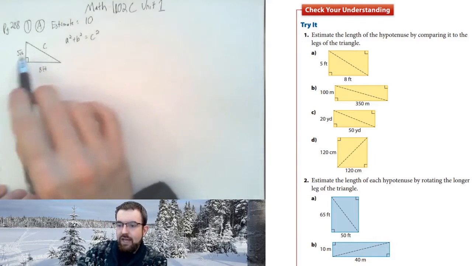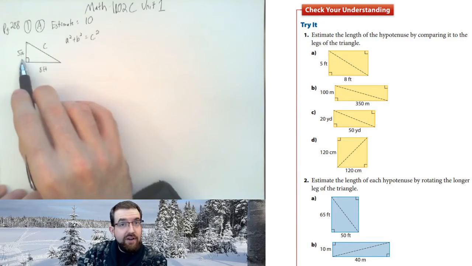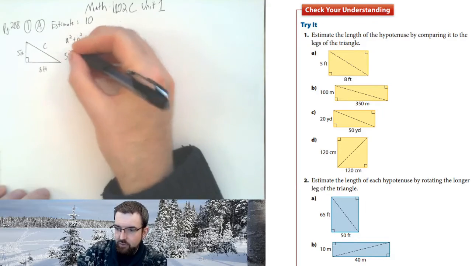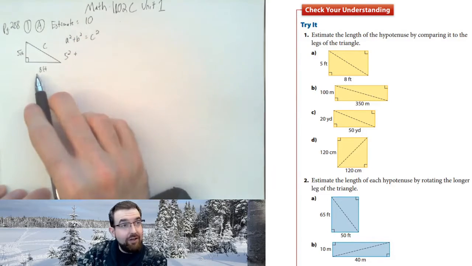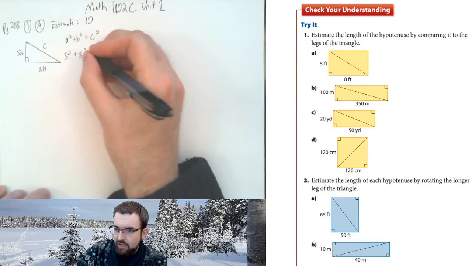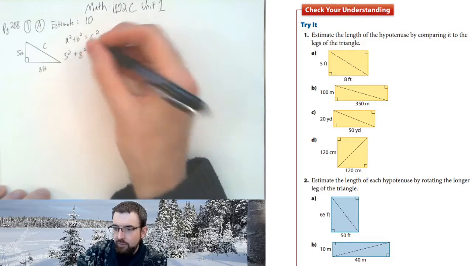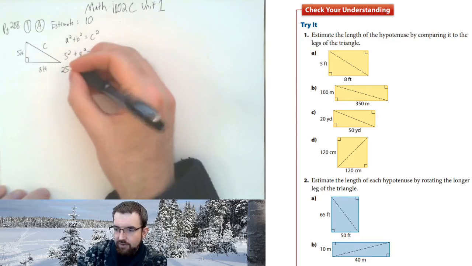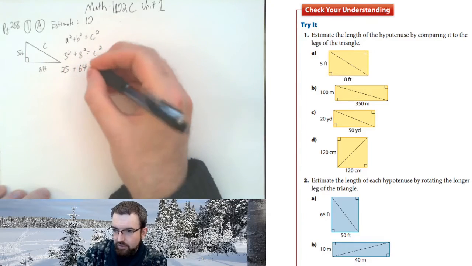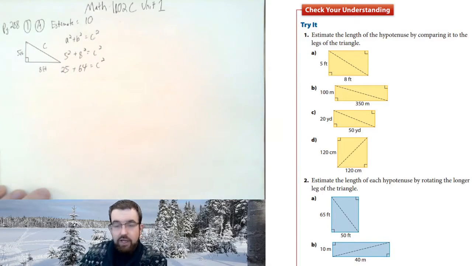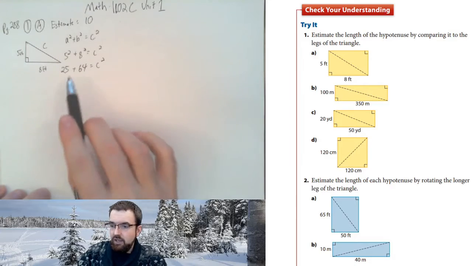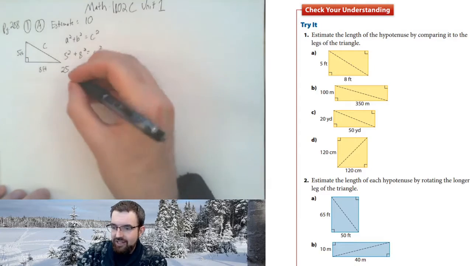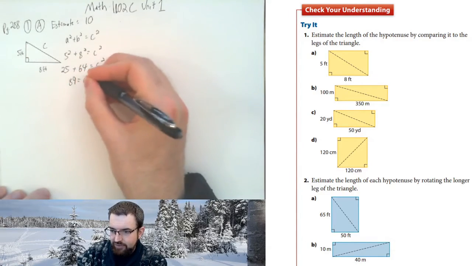So we know that the A side over here is going to be 5, so this is going to be 5 squared. The B side down here is 8. And the C squared, that's the one that we don't know yet. So now we're going to go through and figure these ones out. Well, I happen to know that 5 squared is 25 and 8 squared is 64, but of course, your calculator is perfectly capable of telling you those. Then if I go ahead and add these ones together, I'm going to get 89 equals C squared.